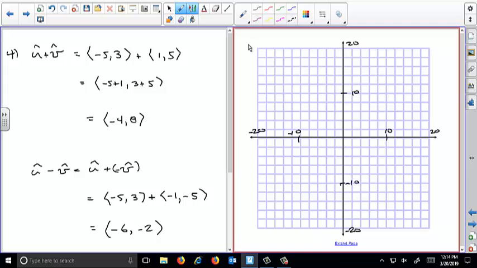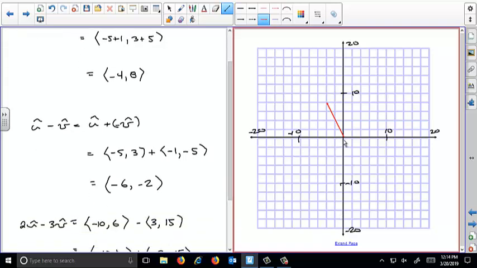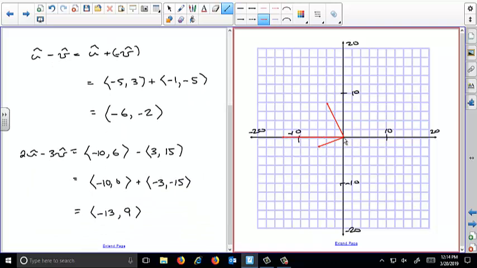Okay. So we're going to draw these in the standard position, which means we go from the origin, and then we go to the point, which is, in this case, negative 4, 8. So that's u plus v. The second one here is negative 6, negative 2. So that would be negative 6, negative 2. And then the final one is negative 13, which would be there, 9. So it would be right there. So those are the three vectors. This is u plus v, this is u minus v. This one is 2u minus 3v.